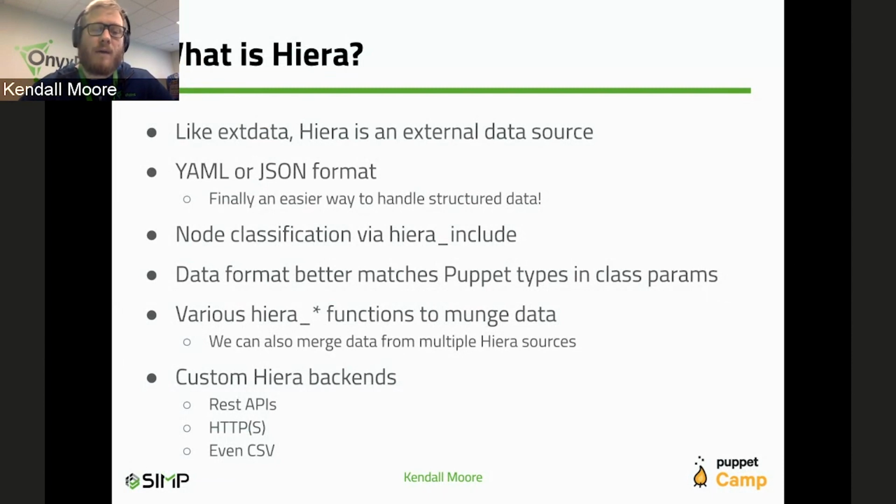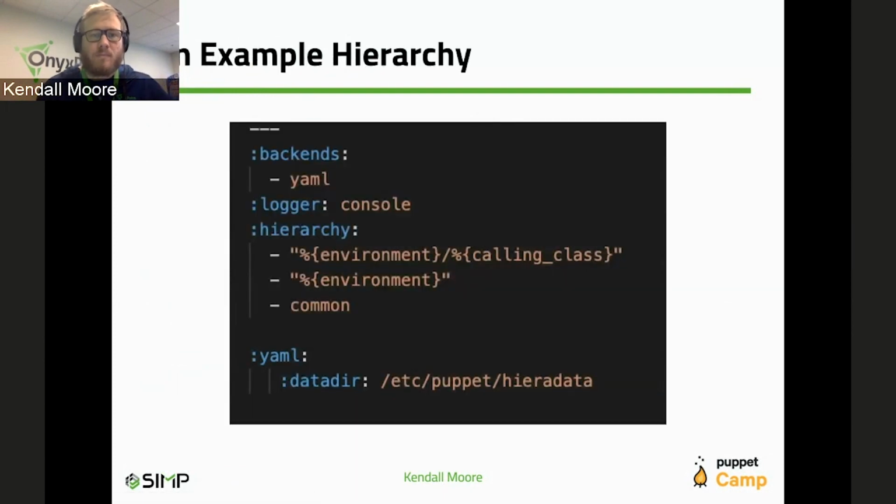And we also got custom Hiera backends. And so some of those could be REST APIs. It could just be simple HTTP connections. And there were even some out there that would do an ext style lookup. So you could use your old ext data while you were still migrating.